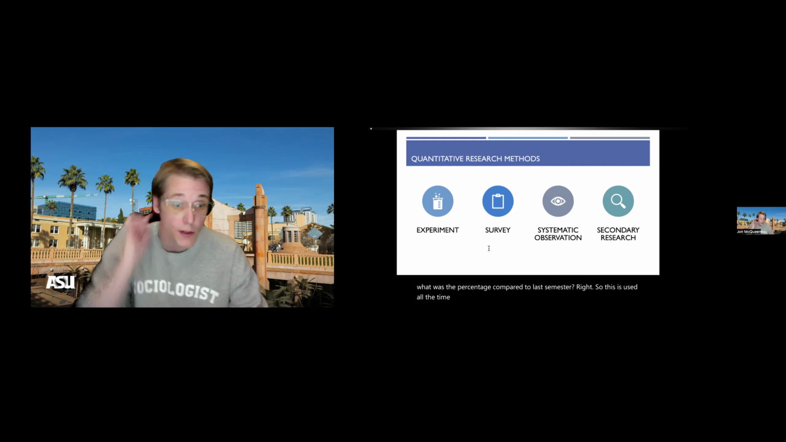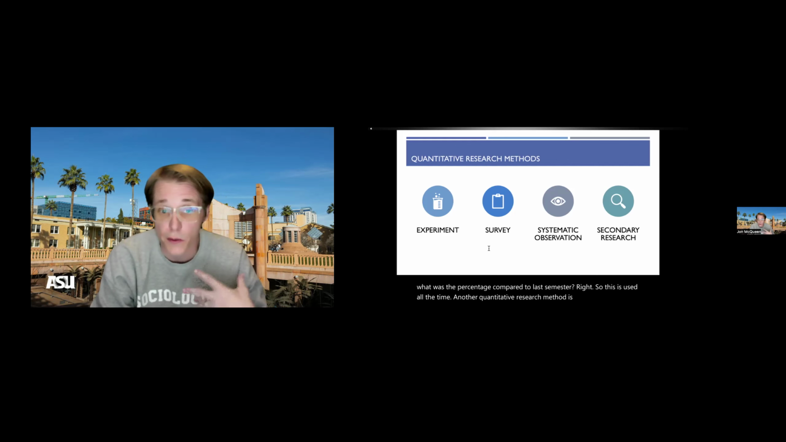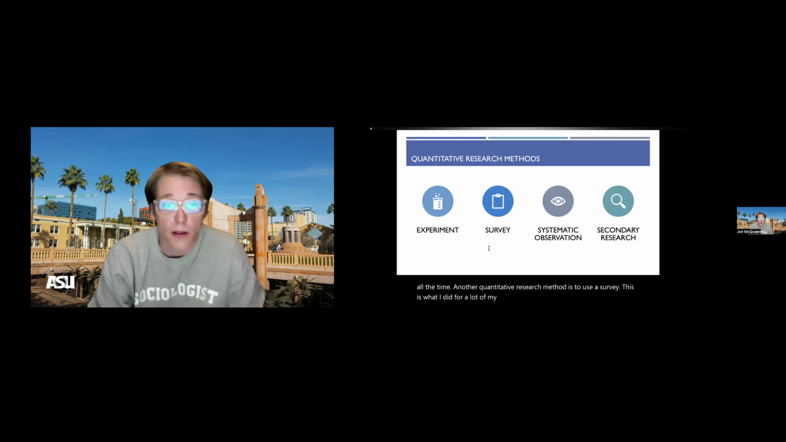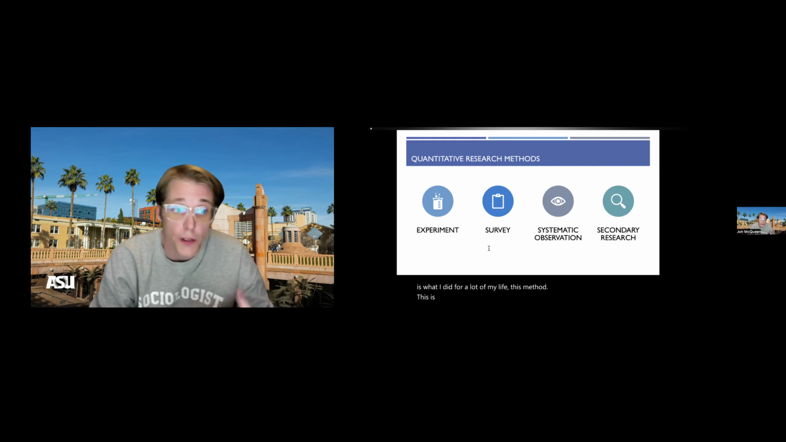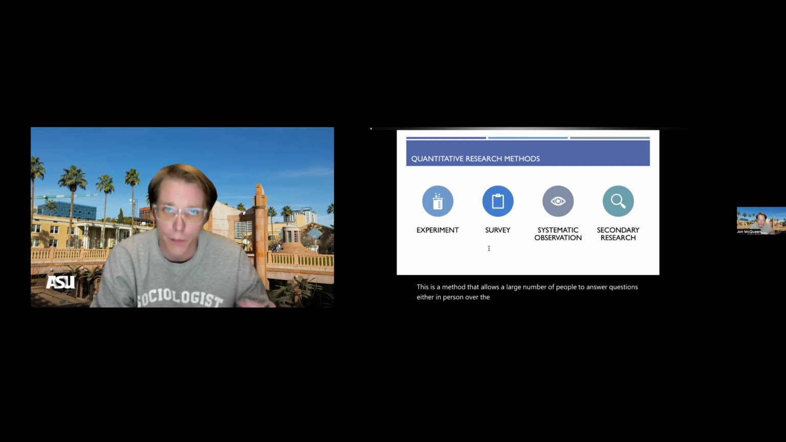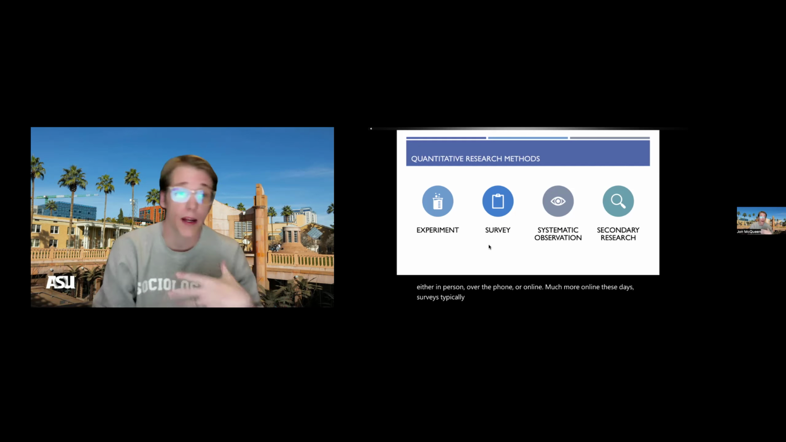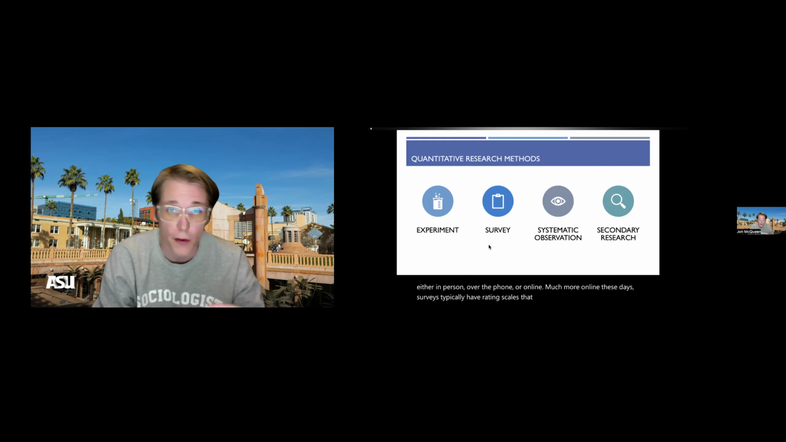Another quantitative research method is to use a survey. This is what I did for a lot of my life. This is a method that allows a large number of people to answer questions, either in person, over the phone, or online, much more online these days. Surveys typically have rating scales that are later assigned a numerical value. These vary by how you're trying to do your research, right?